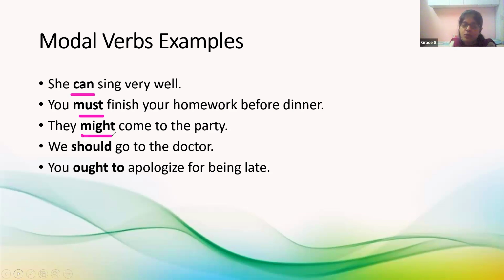They might come to the party means everybody is enjoying, or there is a party which is going to happen, but the likeliness of them coming is a little less. So it is they might come to the party. We should go to the doctor. So something urgent or something has happened, we should go to the doctor. You ought to apologize for being late. So you see the sentence has an extension. You ought to apologize, but for what? For being late. So the answer is also there, right? So that is why we have used ought to.